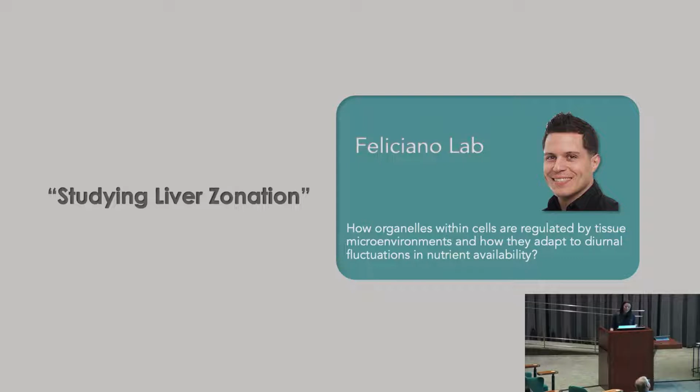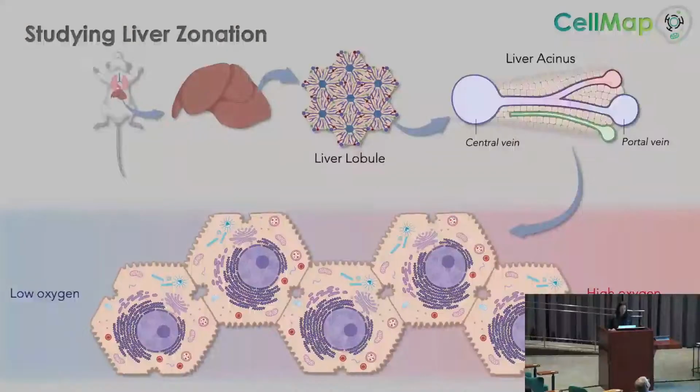Okay, so what really helps to drive technology development is having some exciting scientific questions. Towards this end, what we did was to team up with Daniel Feliciano. His lab focuses on a phenomenon known as liver zonation. If we look at the liver, you can see it's structured as these hexagonal lobules, and it has a central vein, as you would guess by the name, at the center of the lobule, and then it has a portal vein out towards the corner of each of these hexagonal lobules. So the acinus is this territory from the central vein over to the portal vein.